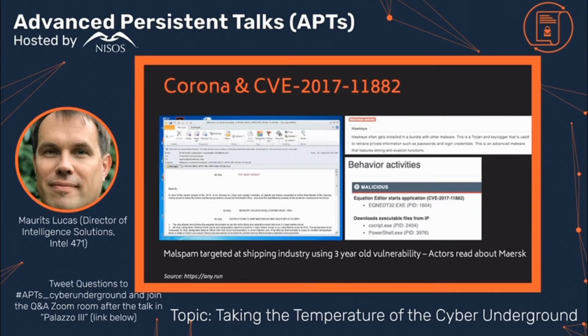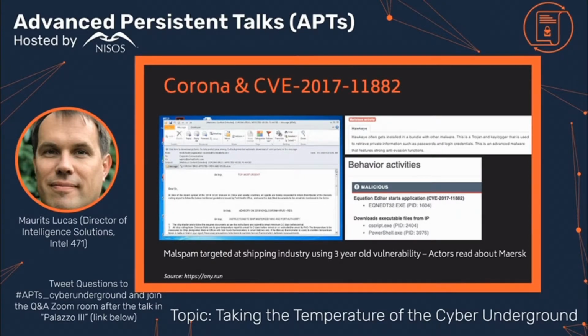And the way this Excel sheet does that, it actually abuses a function in Microsoft Office called the equation editor. The vulnerability in the equation editor is actually very old. It's a 3-year-old vulnerability. Now, malware-laden spam targeted at the shipping industry using a 3-year-old vulnerability.